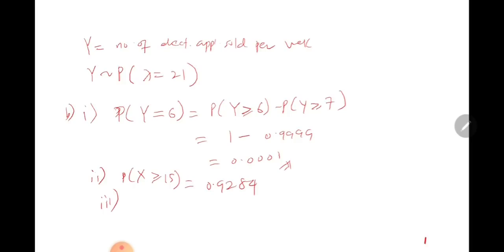Okay, 3 Roman, more than 8 electrical appliances sold per week. Sorry, this is not X, this is Y, it's a different interval, this is per week. So you want to find P(Y). What is Y? Y more than 8. More than 8 is actually more or equal than 9, because it's a discrete random variable. So you will get 0.9989. Okay, so that's how you do it.